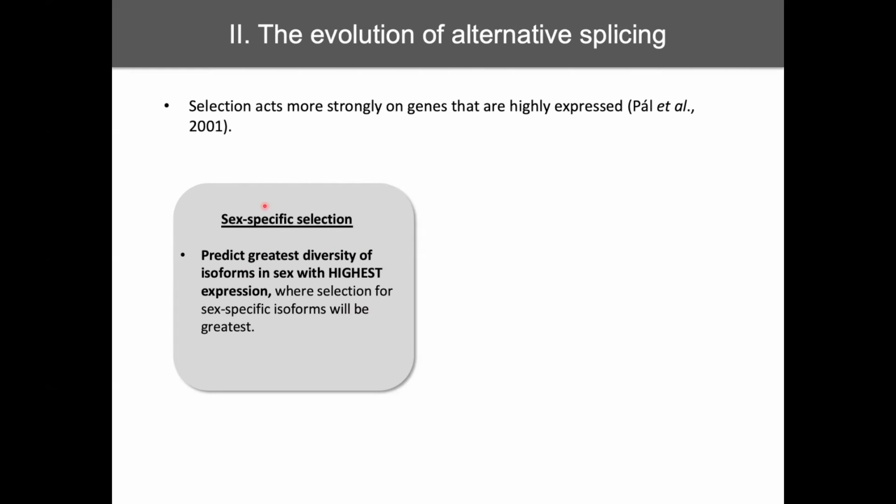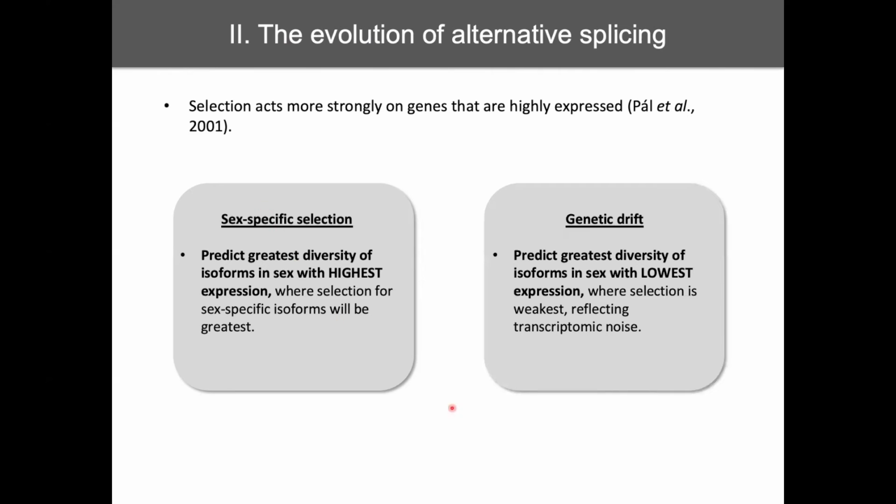we predict a greater diversity of isoforms expressed in males than females for genes which are more highly expressed in males, so they're male-biased. And then novel male-specific isoforms will be free to evolve male-specific functions, while isoforms expressed in both sexes are retained to perform their original function. And we predict the opposite scenario for female-biased genes, which under sex-specific selection should exhibit a greater diversity of isoforms expressed in females.